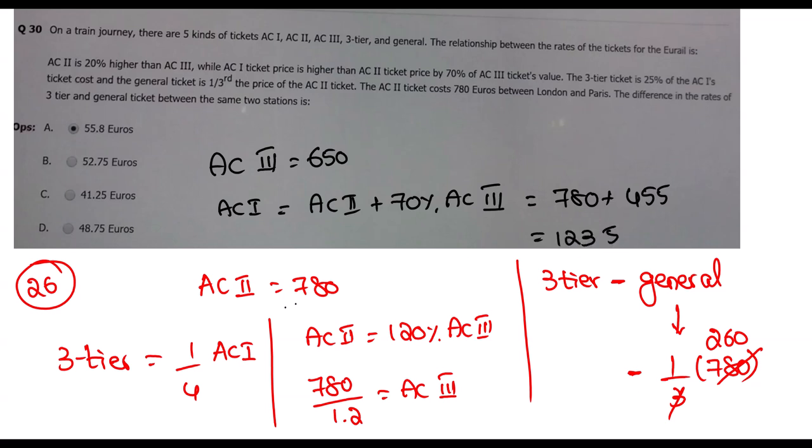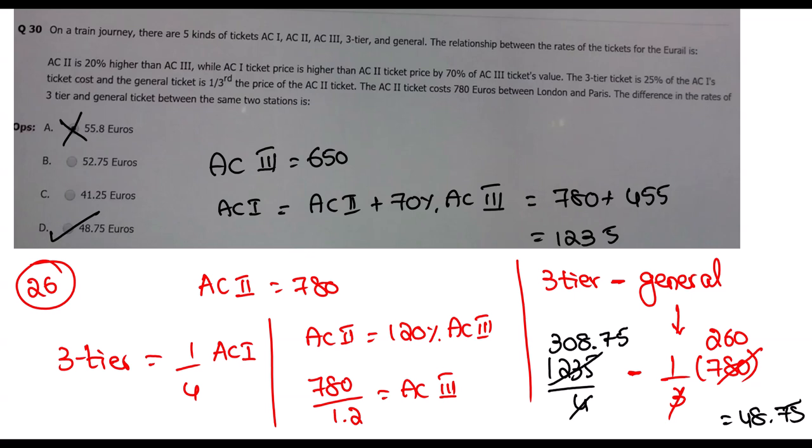So 1235. Now for the divided by 4 is 3-tier. 1235 divided by 4, which is 308.75. So the difference between these two is 48.75. Option D, not 55.8. But see, lot of things we did.